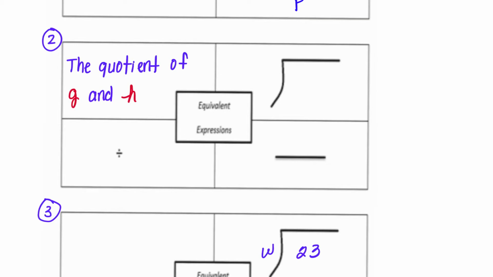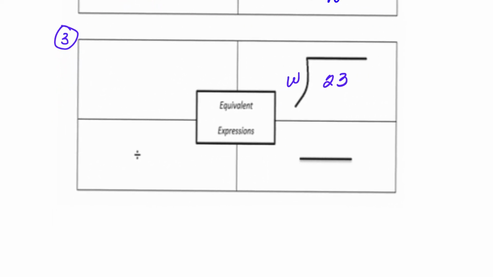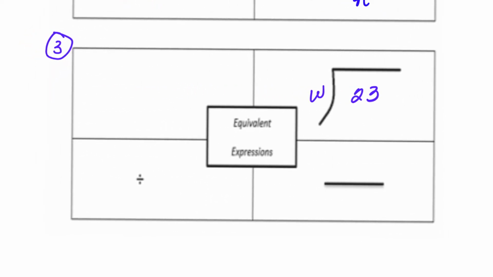Let's do example number 2. This time they gave us the words, the quotient of G and H. This time I'm going to follow the order. I'm just going to do the radical. So it's the quotient of G and H. Then I'll do the expression G divided by H. Let's do the fraction G divided by H. If you feel very confident with it, you can try to do the next one by yourself. Pause the video and then try to see if we get the same answer or something close to the same answer.